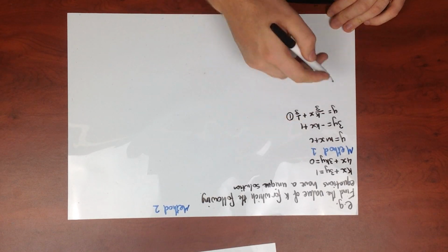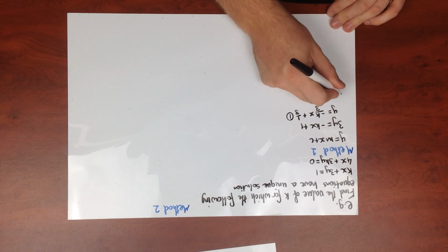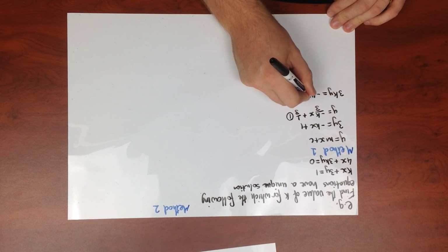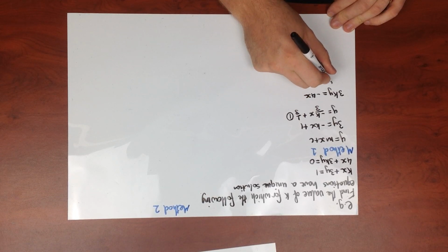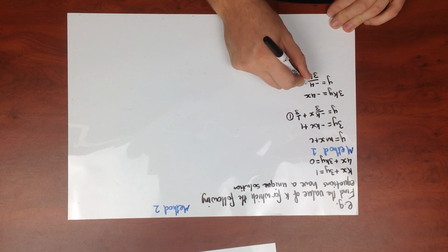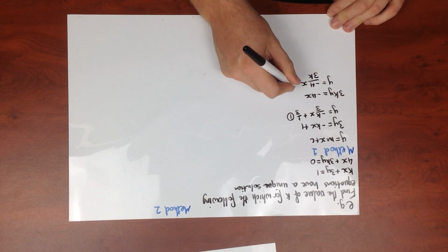My second equation is this one here. I'm going to do a similar thing. I have 3ky equals negative 4x, so y equals negative 4 on 3k x. This is equation 2.